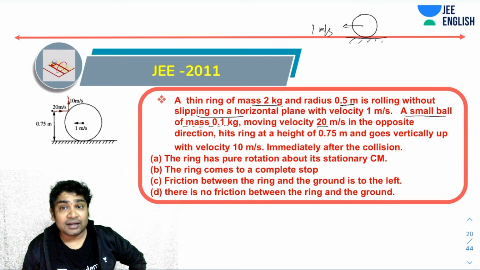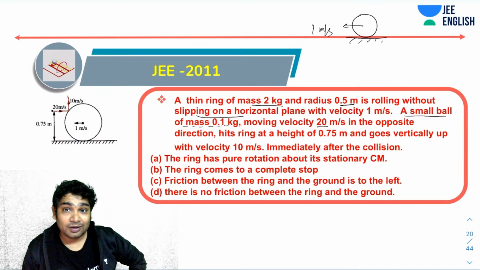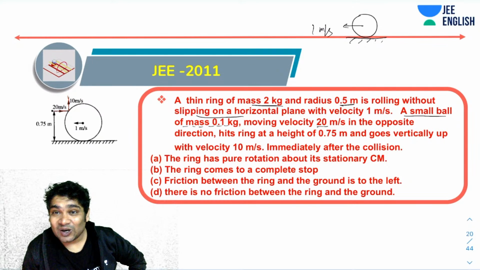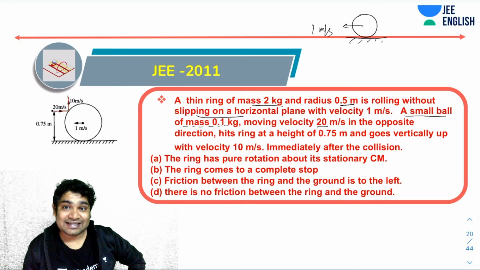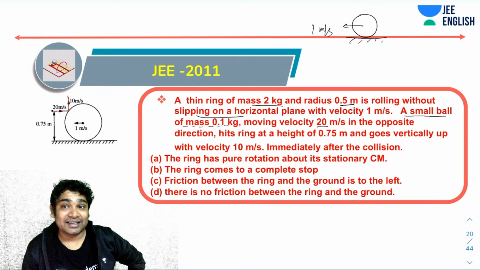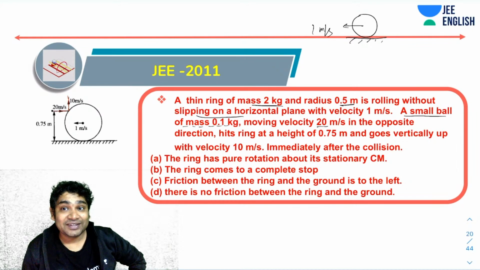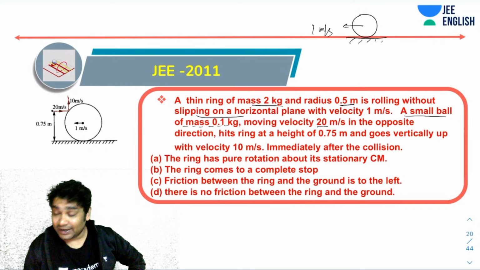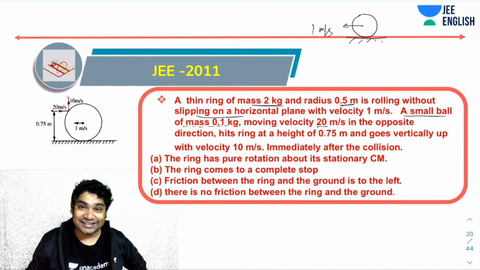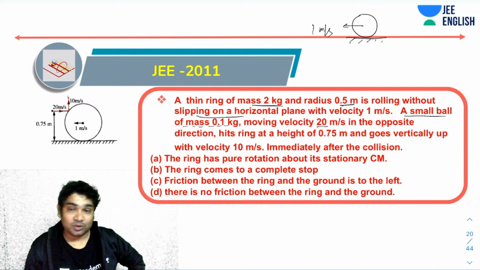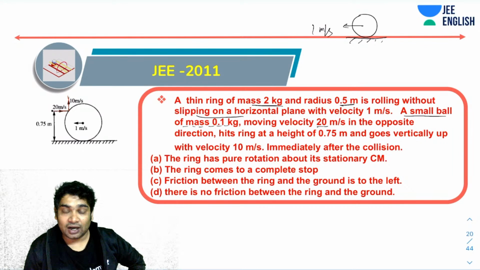Option A says that the ring has pure rotation about its CM. Option B says that the ring comes to a complete stop. Option C says that the friction between the ring and the ground is to the left, and option D says that there is no friction between the ring and the ground. So what do you think will be the correct option? Again, very tricky problem. Not the standard problems that you guys see. This will involve a very tricky concept.